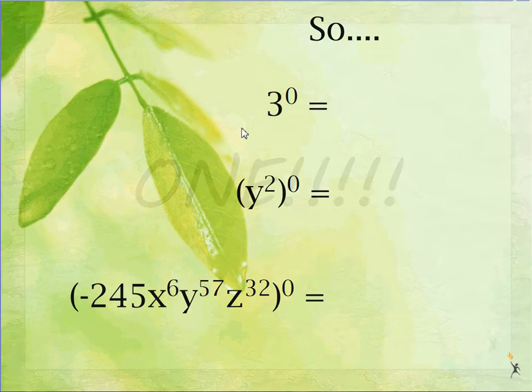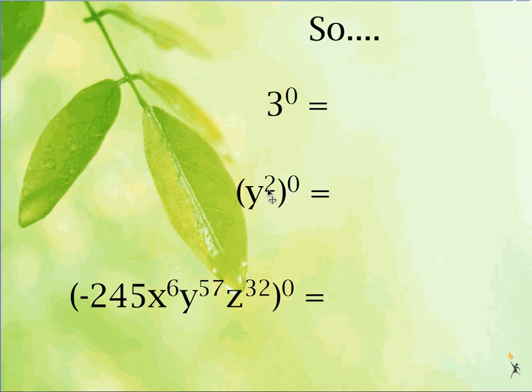So if I have 3 to the 0 power, or y to the second all to the 0 power, or this nasty looking power all to the 0 power, everything here is equal to 1. Anything, no matter what it is, when taken to the 0 power is equal to 1.